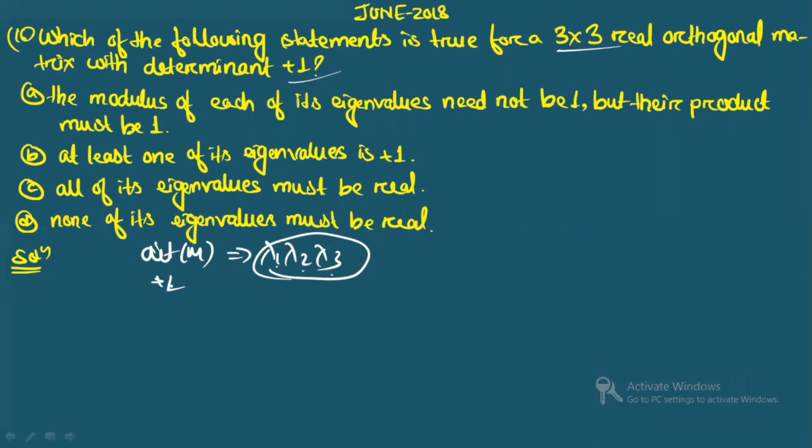Now if you see, the eigenvalues product is plus 1. Lambda 1, lambda 2 and lambda 3 are the 3 eigenvalues. So here, none of its eigenvalues being real is not possible, because one of its eigenvalues must be real. All of its eigenvalues must be real is not mandatory. Two can be imaginary also, and a minus sign can be there, which will give you positive. So the condition is that at least one of its eigenvalues must be positive. Clear? So the correct option is option B.